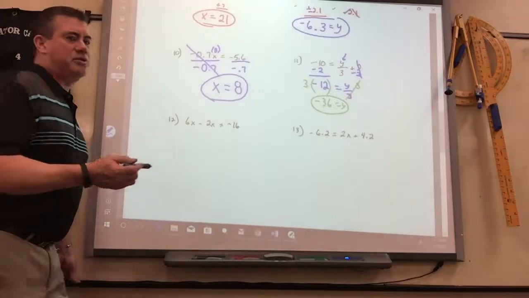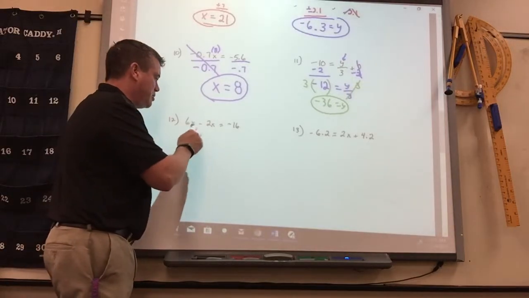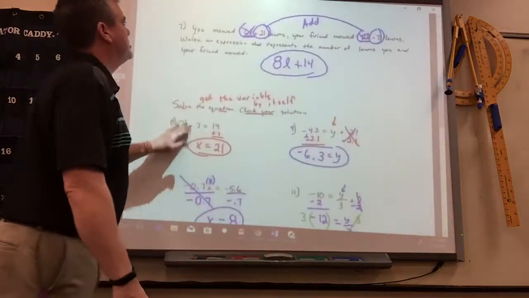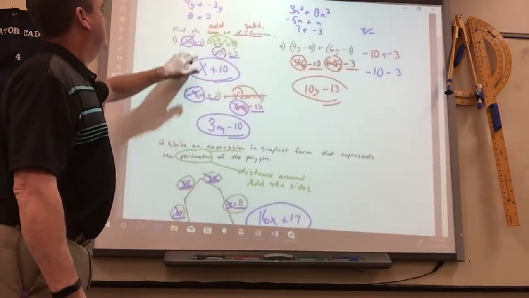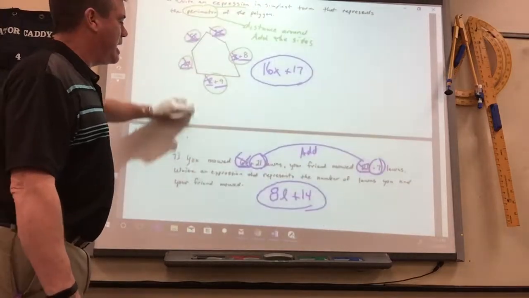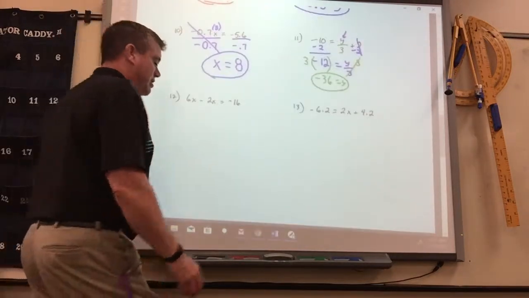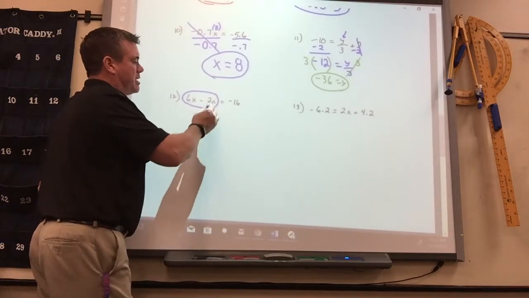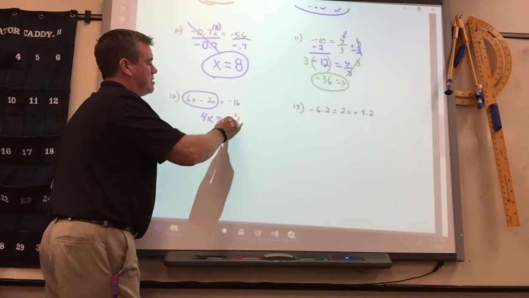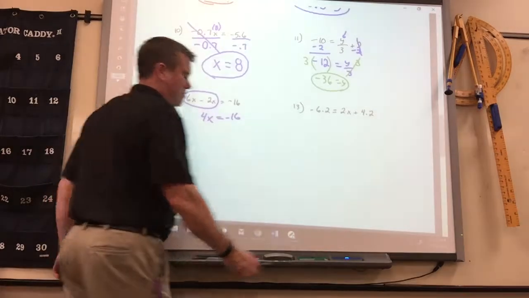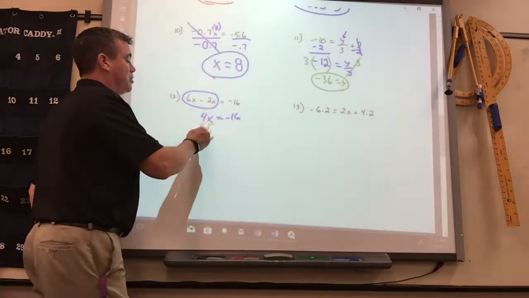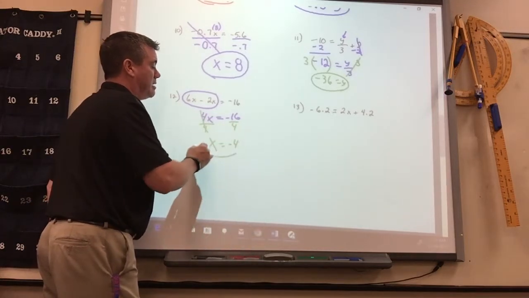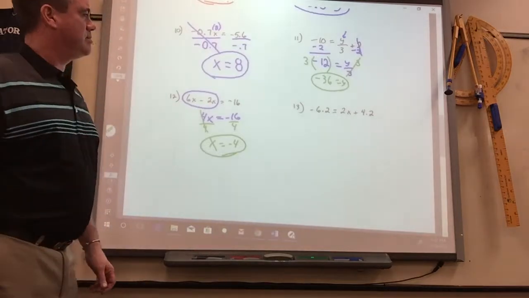On this one, it's kind of a trick. You notice these two terms here each have x's. So they're considered like terms, just like we did up here. When you have like terms, you can combine them when they're on the same side. See, they're not on opposite sides. So on this side, 6x's minus 2x's is just 4x's, equals negative 16. So all we got to do is divide by 4, and you get x equals negative 4.